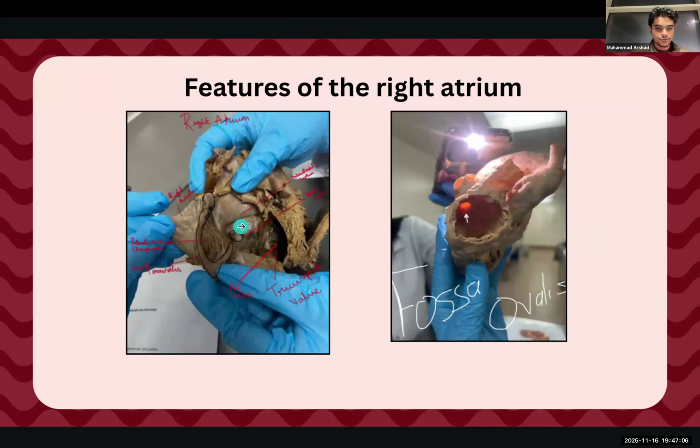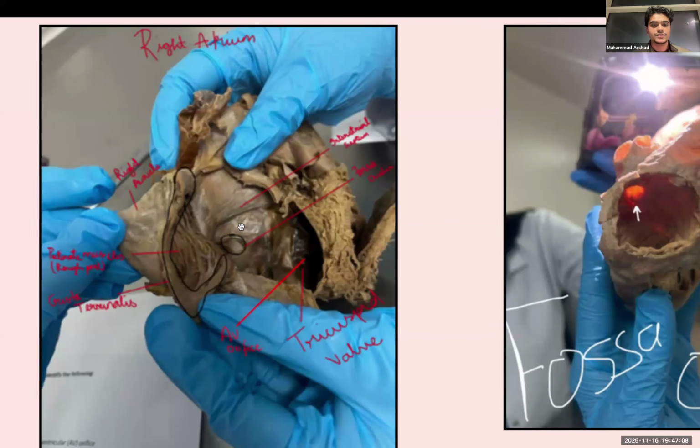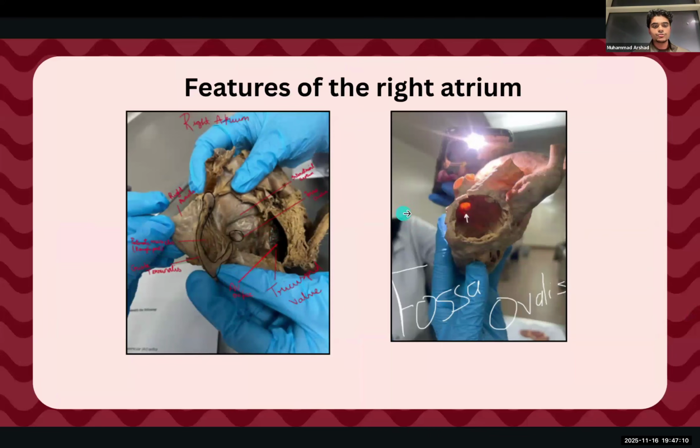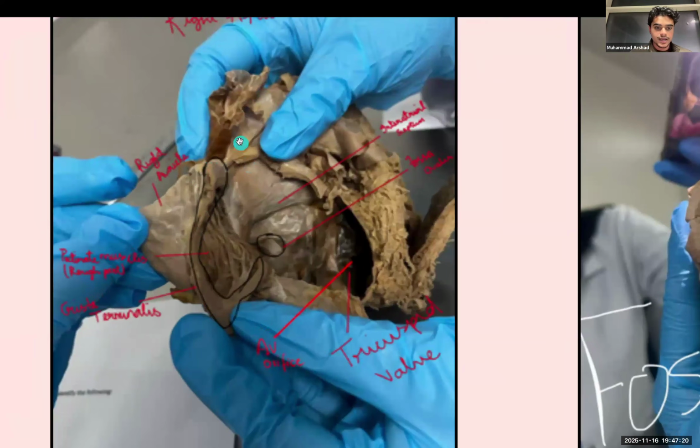Okay, so moving on to week two's dry lab. Week two's dry lab primarily focused on the different features of the different chambers of the heart. So let's just get straight into it. Over here, we're looking at the right atrium, okay?